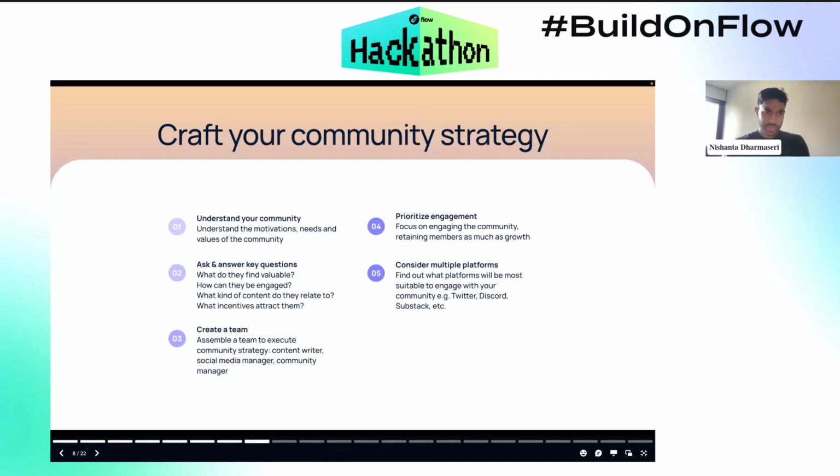So that's an example where there might be different values of the community. And then to understand your community, you've got to ask and answer key questions. What do they find valuable? How can they be engaged? What kind of content do they relate to? Do they relate to basketball content, or is it general Flow content? Trying to understand that is really valuable. What incentives attract them? For example, does your community love giveaways? Are they turned off by giveaways? Those are really important questions that you need to answer when developing your community strategy.